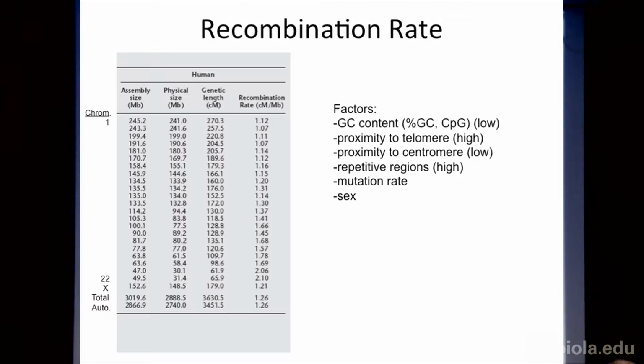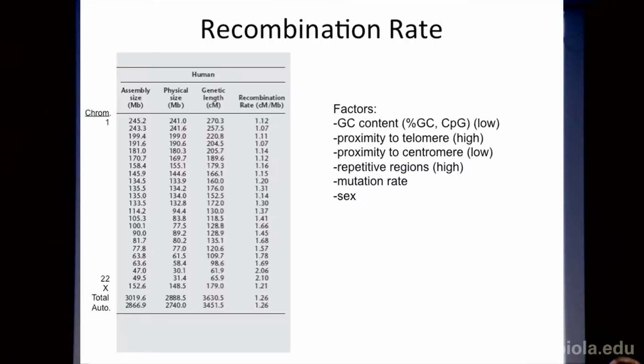So centimorgans and megabases don't line up exactly, right? There's not recombination rate for every megabase, right? So what happens is the recombination rate is the centimorgan length, the genetic length, divided by the actual physical size, okay? So there's slightly more than one recombination event for every million base pairs. Okay, so that's on chromosome 1, the recombination rate is 1.1. On chromosome 2, it's 1.0 or 1.07.